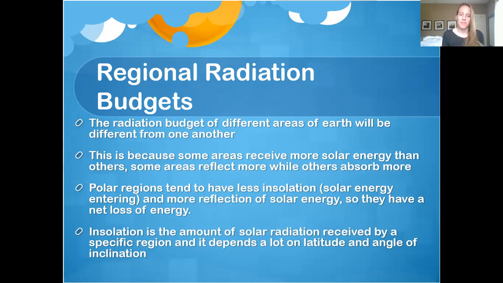So because of that, polar regions tend to have less insolation, insolation in this case meaning the amount of solar energy that is entering, and they will have more reflection. Whereas if you have, say, a city near the equator, you're going to have high insolation, high amounts of solar energy coming in, and very low levels of reflection. So insolation is the amount of solar radiation that is received by a region, and it'll depend on things like latitude, so how far away you are from the equator, which ties into something called the angle of inclination.